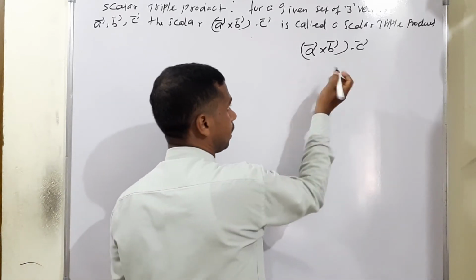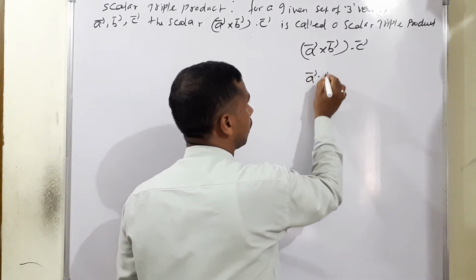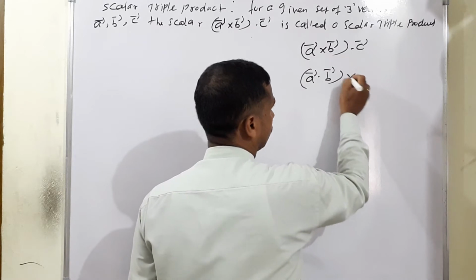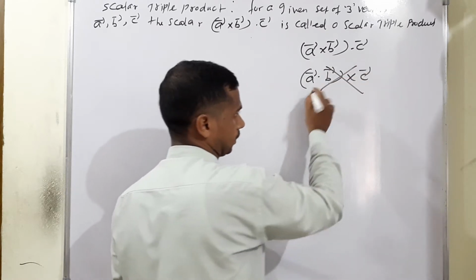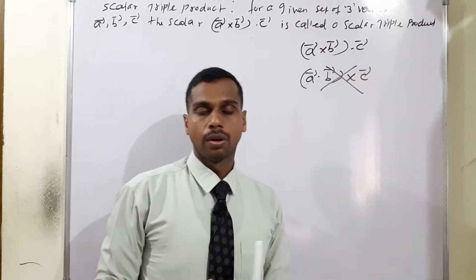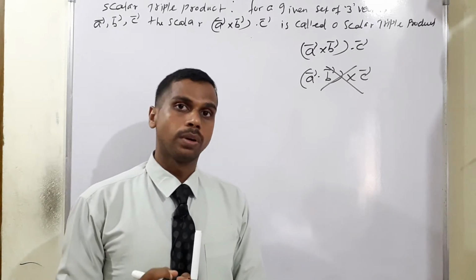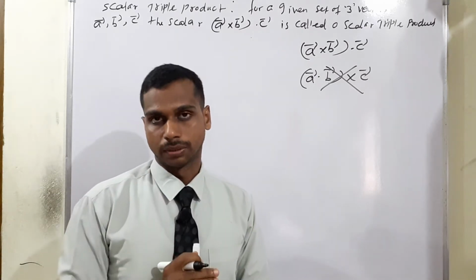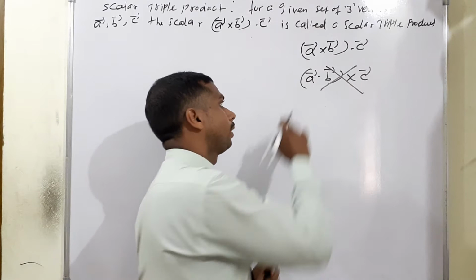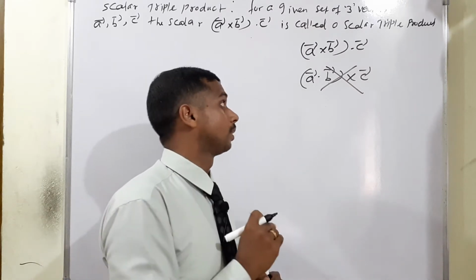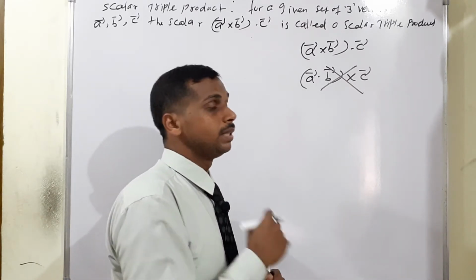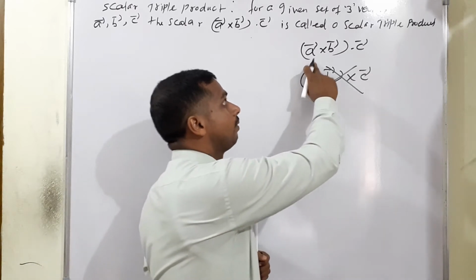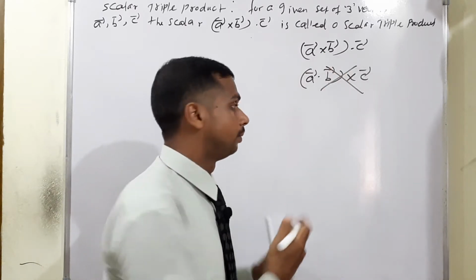Instead of this case, sometimes a vector dot b vector cross c vector, that is not meaningful. Already we know dot means only scalar. Scalar means what is the meaning? The output is only a number, magnitude. But here a vector dot b vector cross c is meaningless. But a vector cross b vector is an example.